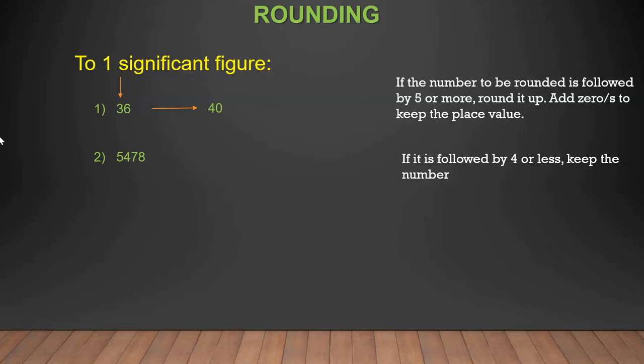Next, we have 5,478. The first significant figure is 5 and is followed by 4, which is less than 5. So we're going to keep 5 and change the other digits to 0 to keep the place value of 5,000. Next, we have 67.25. The first significant figure is 6, followed by 7, which is greater than 5. So we're going to round up 6 to 7, making it 70. We don't need to change the 5 to zeros because it's not going to change the place value.